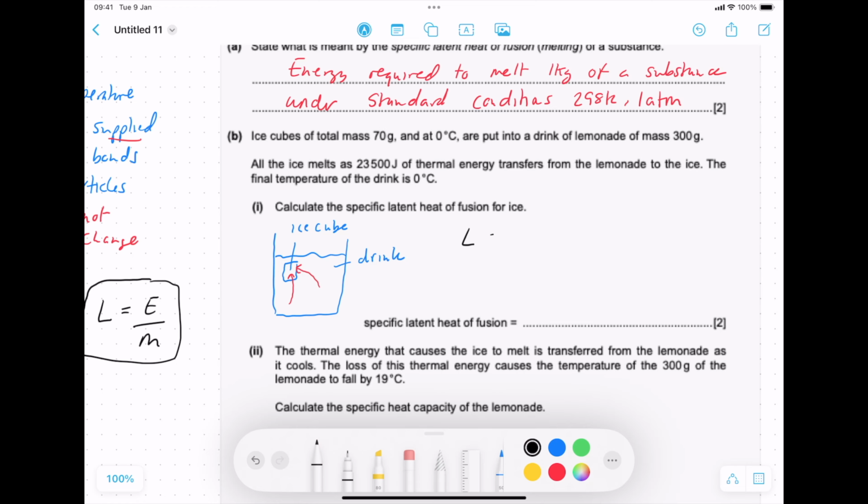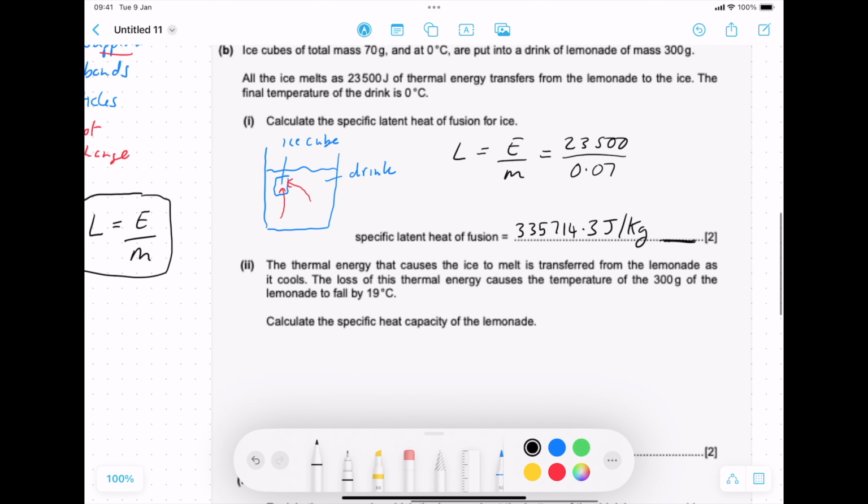So we have L equals, the total energy put in is 23,500. The mass of the ice cube is 70 grams, so we need to turn that into kilograms, equals, rounded to one decimal place, 3. Now this is the important bit. You will see the line has been left blank because you have to put the units in yourself. Units would be joules per kilogram.